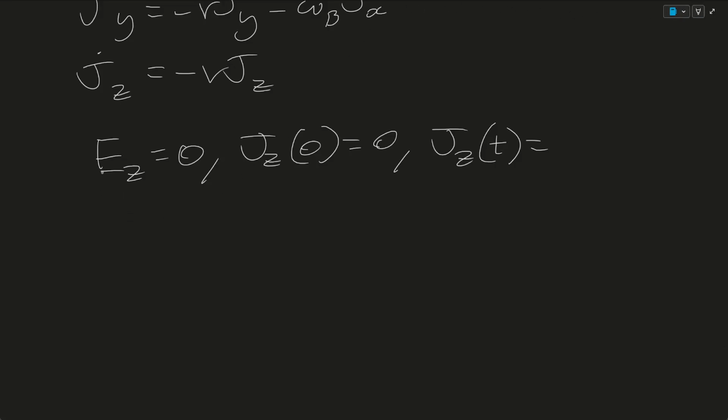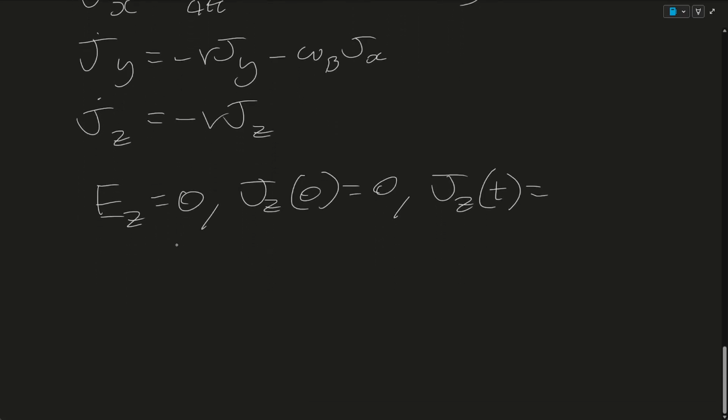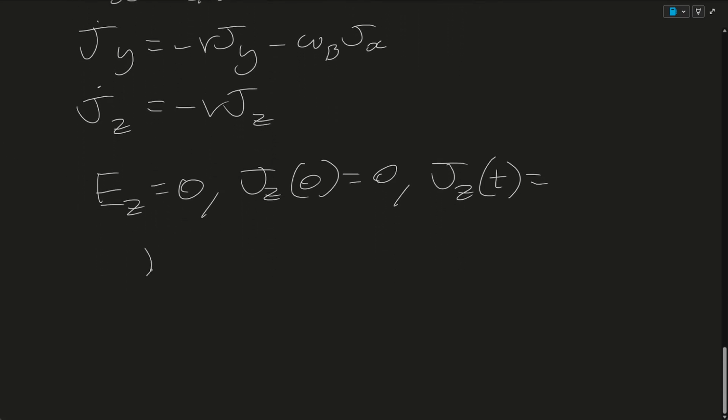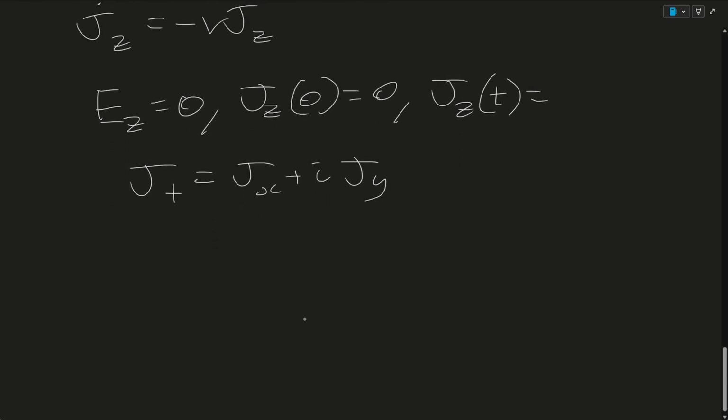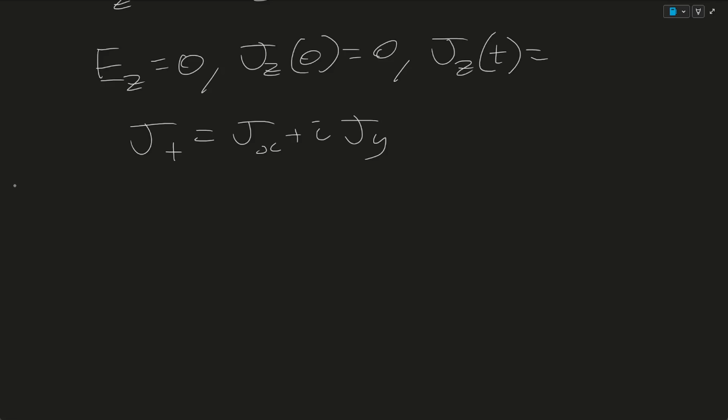To solve the coupled XY system which we have remaining, we can take a complex current here. So we'll take J plus to be Jx plus i Jy, and we can then add the first equation to i times the second equation.